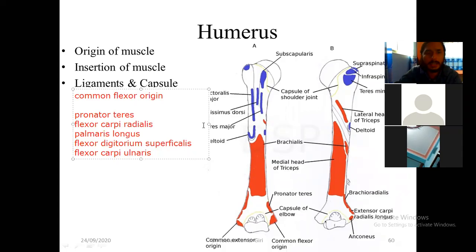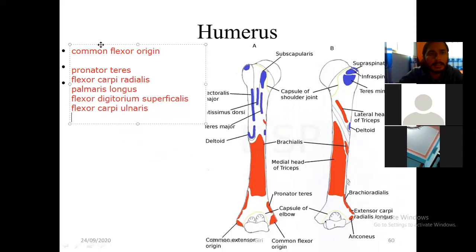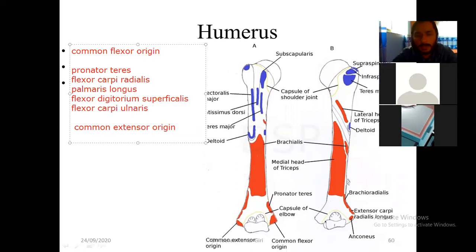Are you getting? Now we have the muscles with a common extensor origin. So the extensor origin is from the back, in the extensor compartment of the forearm. Now see the common extensor origin. They take the origin from the lateral epicondyle, isn't it? So what are the names of these muscles?